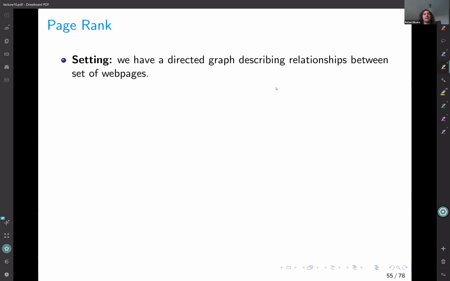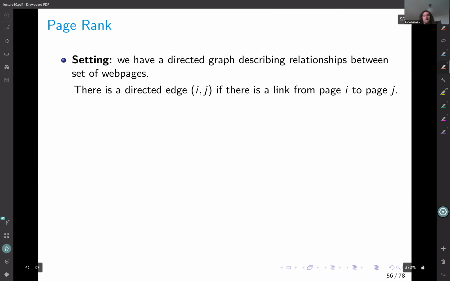All right. So here's the setting, right? We have a directed graph that describes relationships between web pages. Like if a web page links to another web page, we put an arrow from the current web page to the ones that it links to. So there's a directed edge from I to J if page I links to page J.